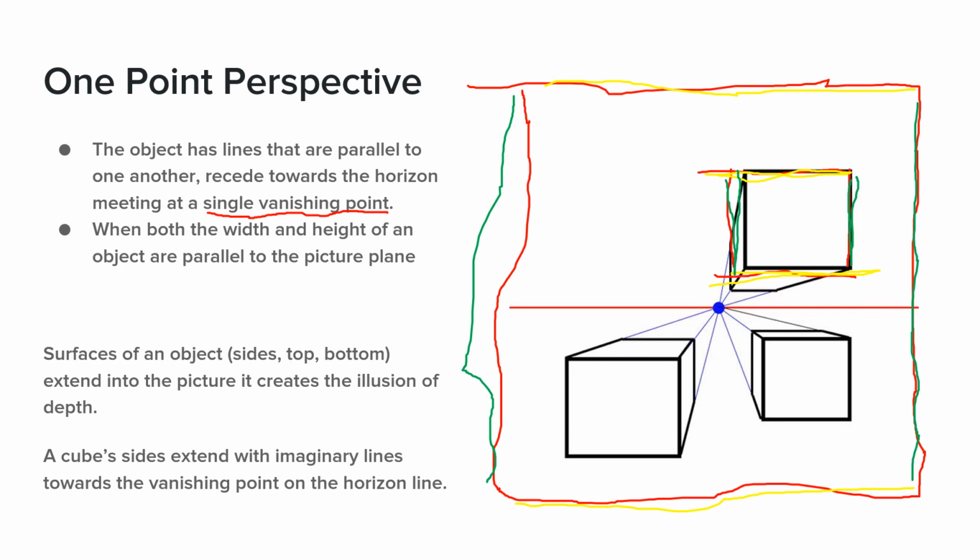So the surface of an object, sides, top, and bottom, extend into the picture, and it creates the illusion of depth. So we're talking about these lines here now, okay? The cube's sides extend with imaginary lines towards the vanishing point, which remember is this blue dot here in the center. So the corners of our boxes all recede to that vanishing point, and then we cut them off to create the box formation, which is these lines here. Okay, hopefully that's not too confusing.